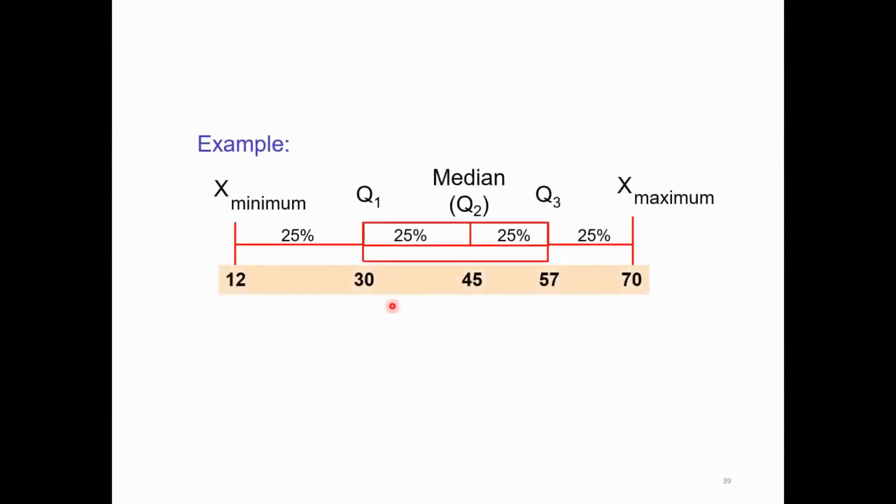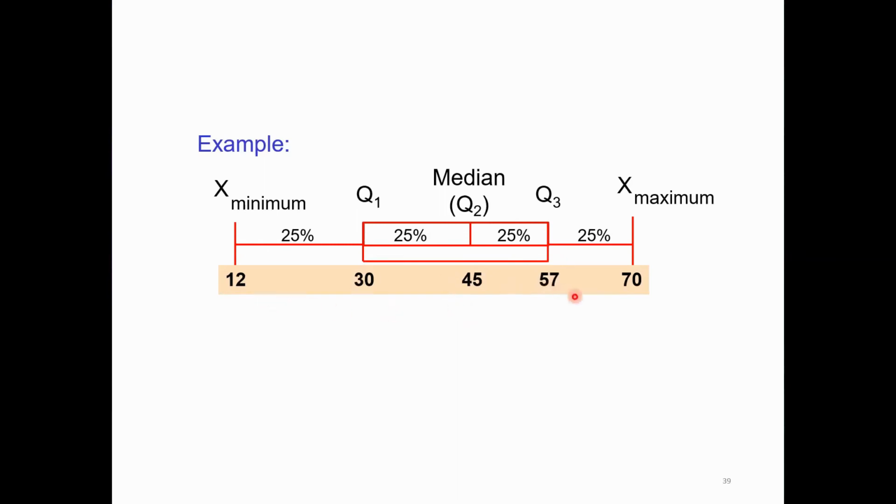So this is an example. You have your data set, right? And you have calculated the minimum value, which is 12. Your maximum is 70. Your first quartile value, Q1, is 30. Q2 is 45. Q3 is 57.